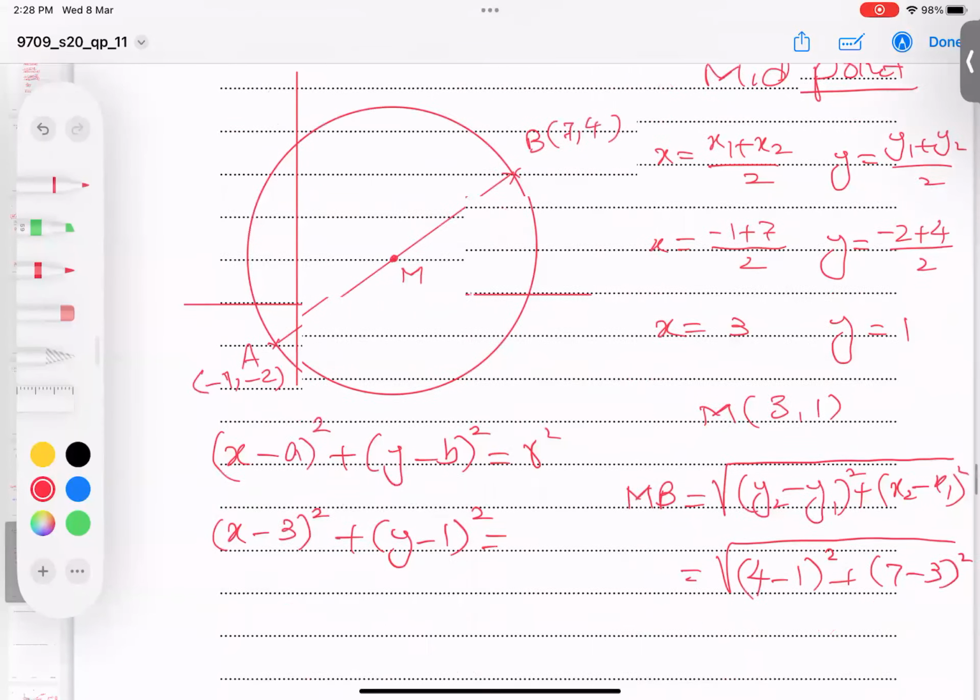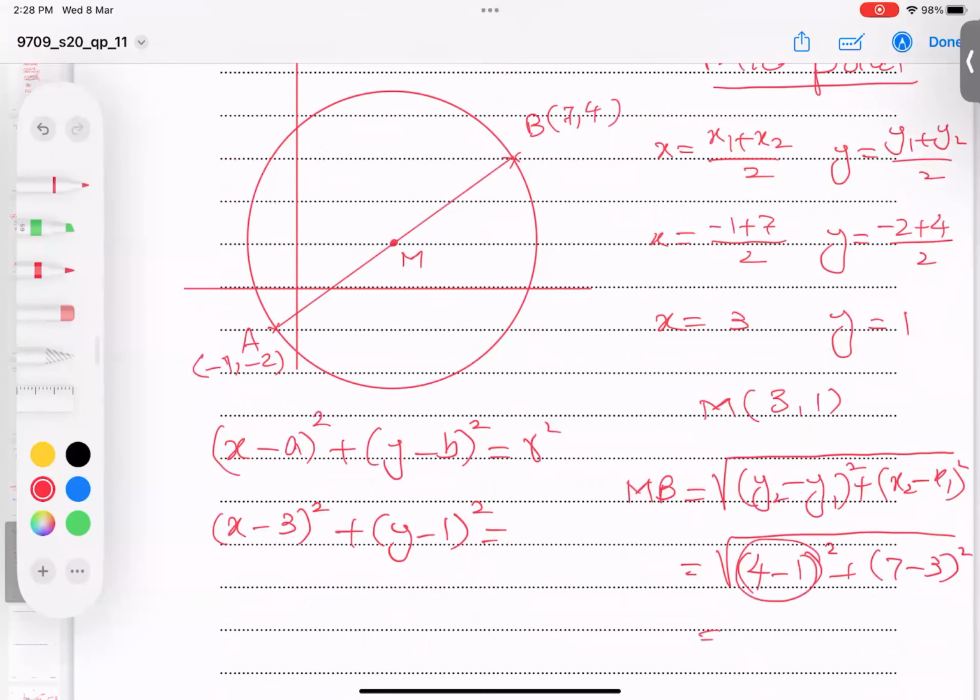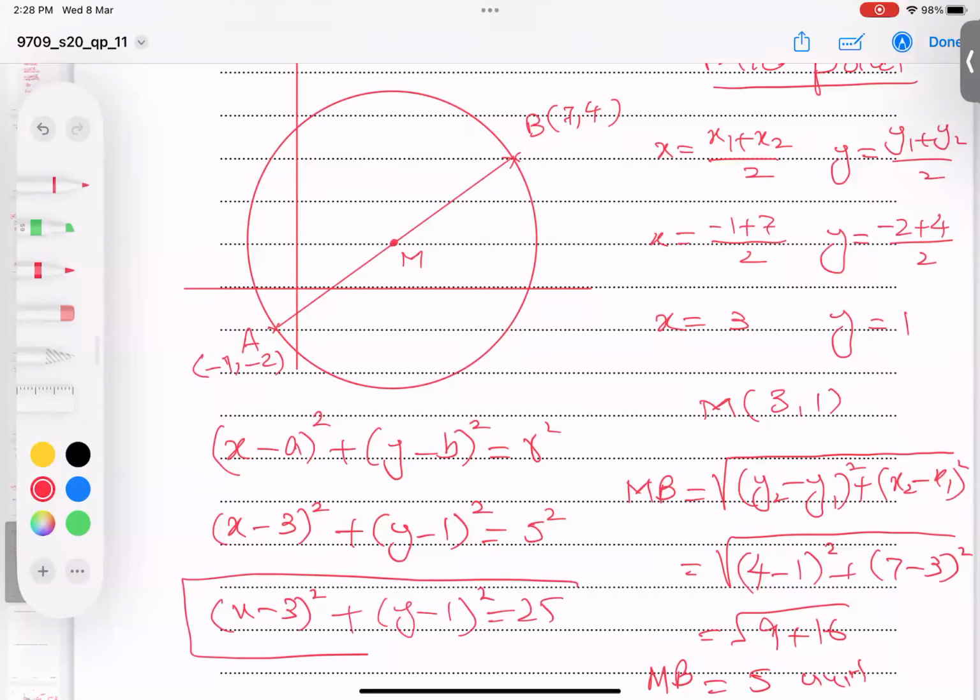If you check carefully, this is 3 squared, 9, and 4 squared, 16, giving 25. So 5 units is the distance, the radius. It is very clear: 5 to the power 2 is 25. This is our final answer, or you can write it this way. Alhamdulillah, this part is very, very clear.